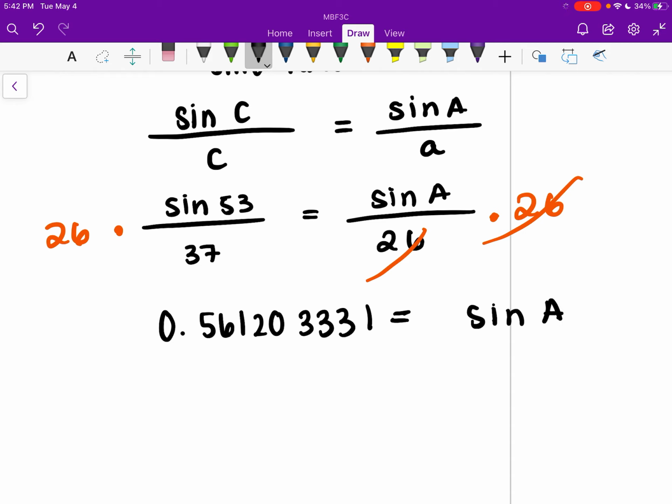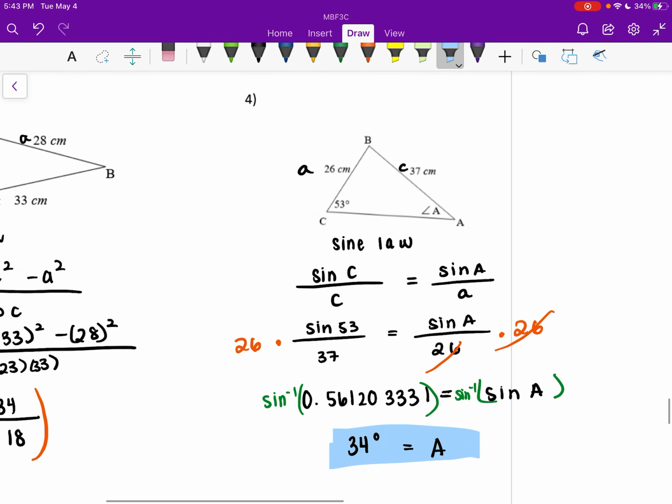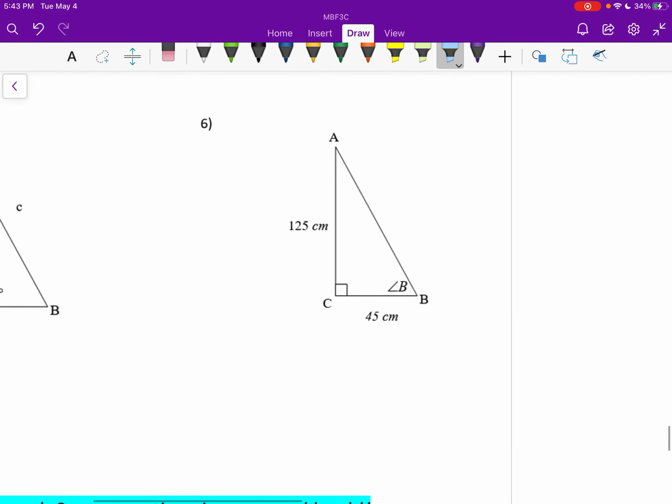In order to get that A by itself, I have to do sine inverse. Whatever I do to one side, I have to do to the other. So I'm going to say sine inverse of this number, right? I like to use the ANS button on my calculator. It just makes it easier. I don't have to retype that entire number in. So I get 34.1, so I'm going to leave it as 34 equals A. So I found angle A using sine law.